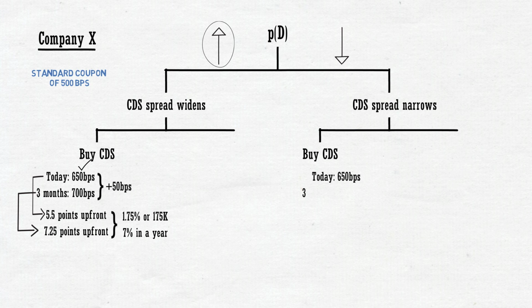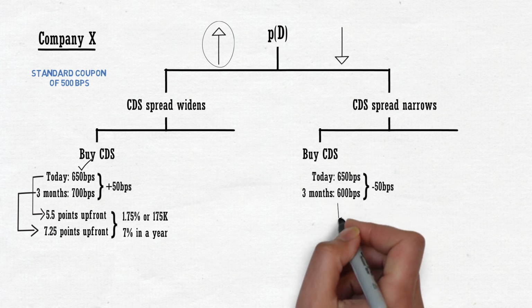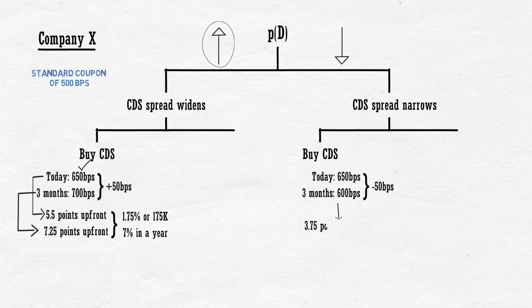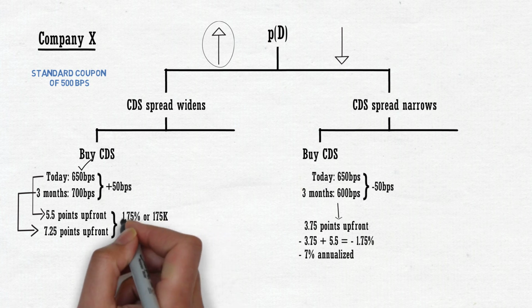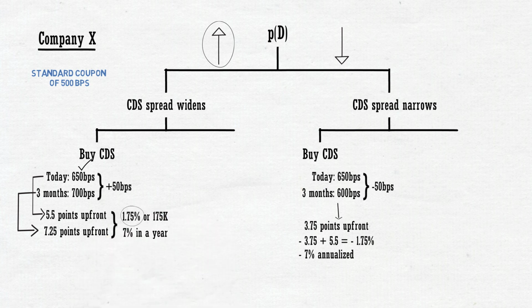And therefore the CDS spread narrowed to 600 basis points in 3 months. So you're now sitting on a 50 basis points loss. Now if you want to unwind your position and book the loss, how much would you receive in upfront payment? For a spread of 600 basis points, that comes to around 3.75% of notional upfront. So your loss is 1.75% of notional for 3 months or 7% annualized. And that's pretty simple to understand because when you were making 50 basis points of profit on this trade, you were gaining 1.75%. Now when you're making 50 basis points loss, you're losing the same amount.